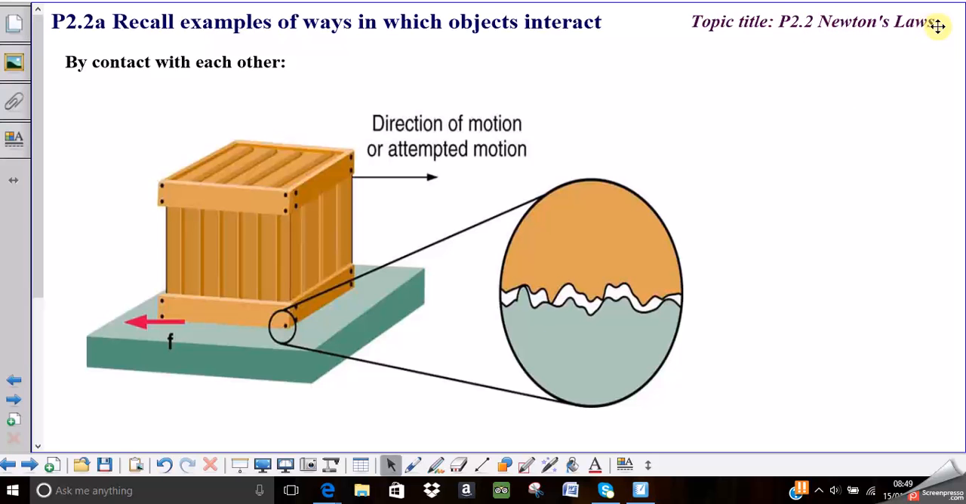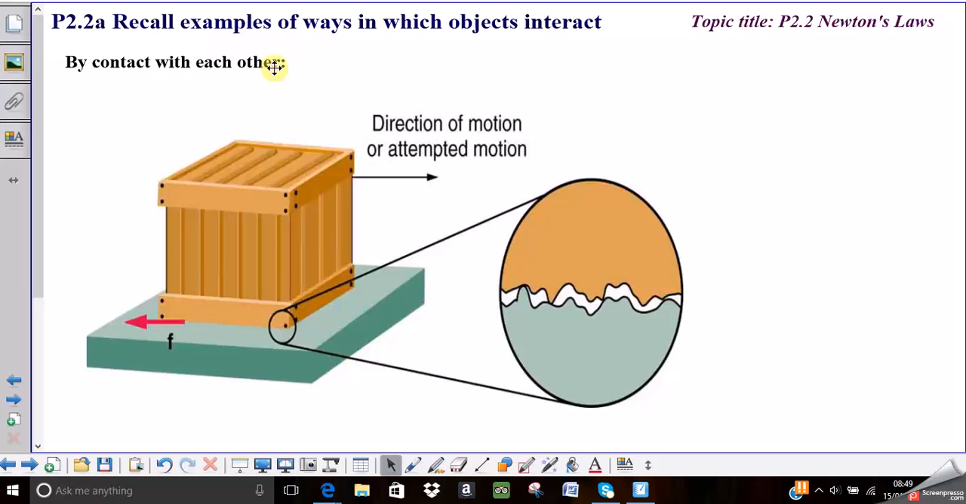Physics, Newton's laws, P22A, so this is exactly the first one. Recall examples of ways in which objects interact. So let's look at examples of ways in which objects interact. The first situation will be when the objects are in contact with each other.